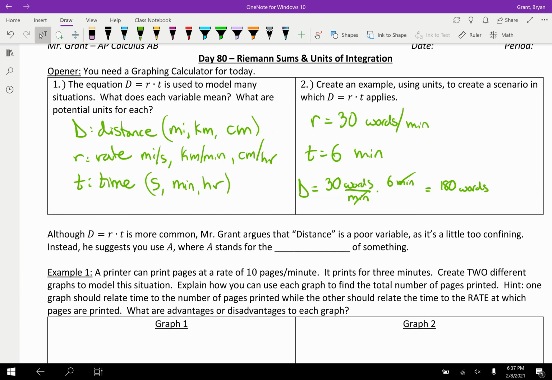Now, especially based on this example, even though the formula D equals R times T is more common, I definitely argue that distance, or the variable D, is a pretty poor variable because it's a little too confining. In fact, on my example up here, I got a distance of 180 words, and that doesn't mean what we were intending it to mean. Instead, I like the formula A equals R times T, where A stands for the amount of something. So in this case, if this was A up here, then the amount, or the number of words that I speak after 6 minutes, is 180 words, and that makes more sense.